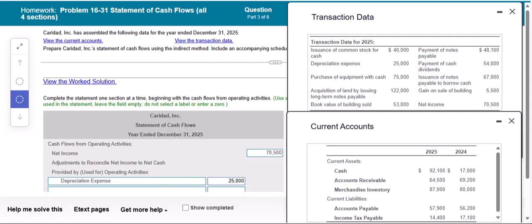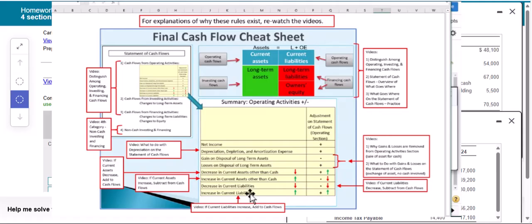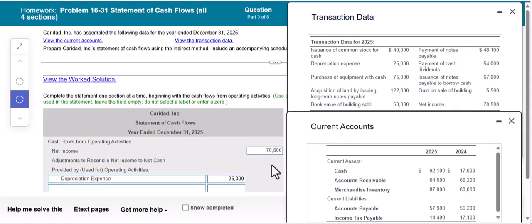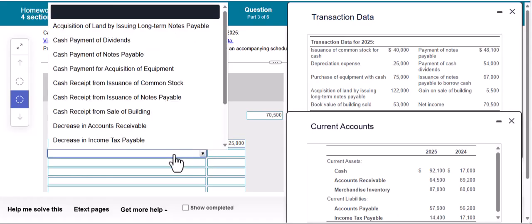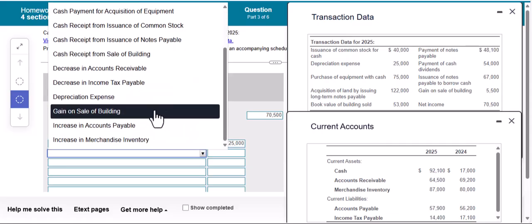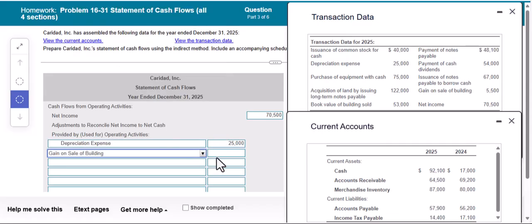So next we have gains and losses. You will back them out, which means with a gain we will subtract it, and if it's a loss we're going to add it. When we check over here in our transaction data, it does appear we have a gain on sale of building for 5,500. So we'll need to back that out. So we're going to put in gain on sale of building, and that's going to be for a negative 5,500.